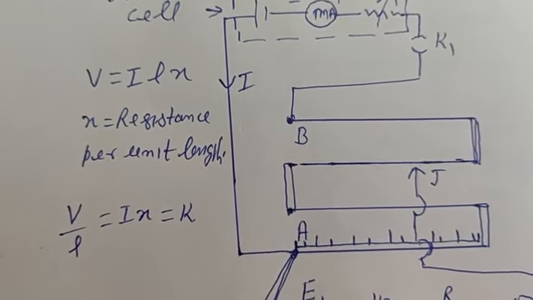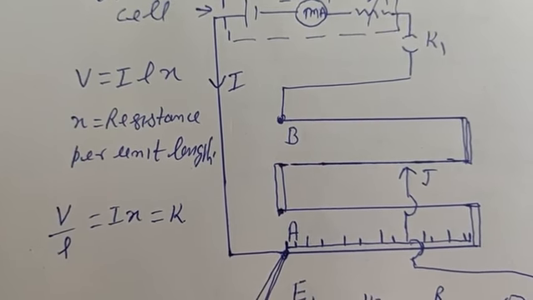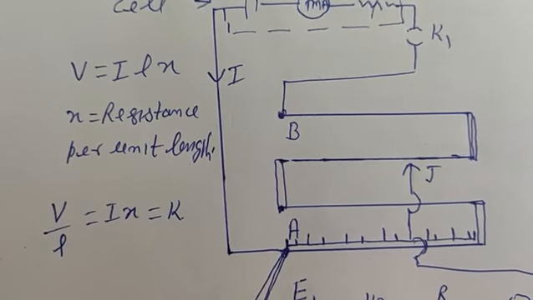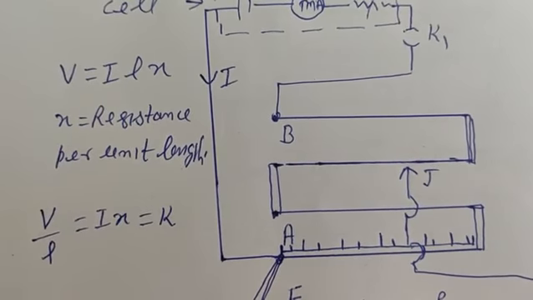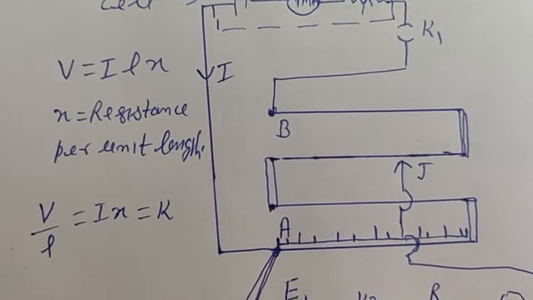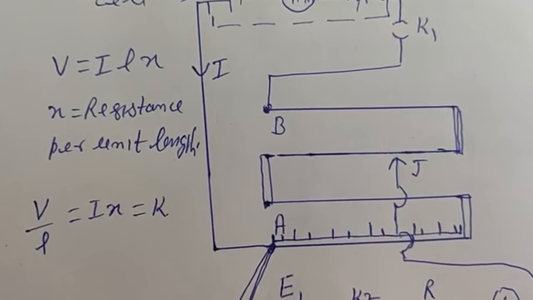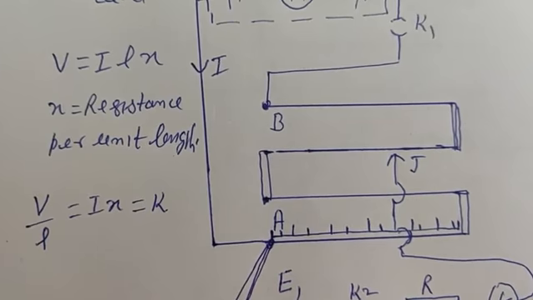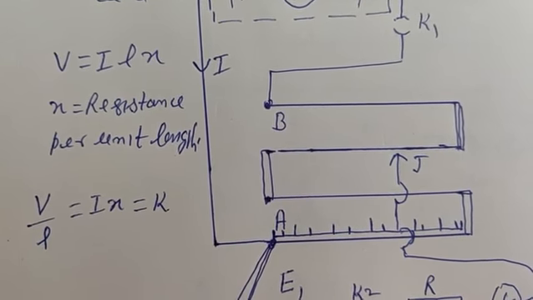If the value of the potential gradient is less, that is, if the drop per unit length is less, then the potentiometer will be more sensitive, or you can say more accurate. Because for a small variation in the voltage, there will be a large length. So the chance of error, or you can say percentage error, will be less. So the potentiometer will be more accurate.